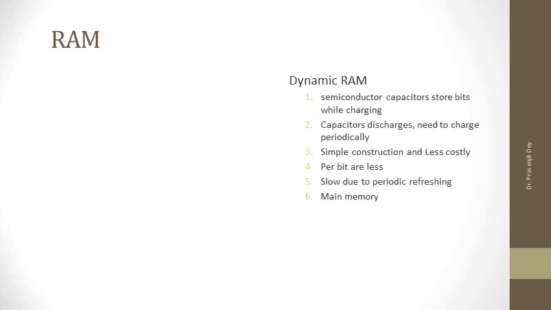Now the dynamic RAM is built from semiconductor, and semiconductor consists of capacitors. These capacitors store the bit information while charging. Now the capacitor discharges, and that is why it needs to be charged periodically. Now the construction is simple and less costly, as well as per bit area is also less, but it is slow due to periodic refreshing, and main memory is built of DRAM or dynamic RAM.